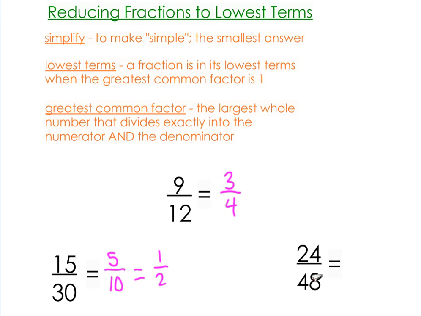Looking at 24/48, I say to myself, what number can both 24 and 48 be divisible by? Oh, they can both be divisible by 12. But is there another factor that may be greater that they can both be divisible by? Oh, let's see, 24. They can both be divisible by 24. 24 divided by 24 is 1, and 48 divided by 24 is 2. So we now have 24/48 reduced to lowest terms at 1/2.